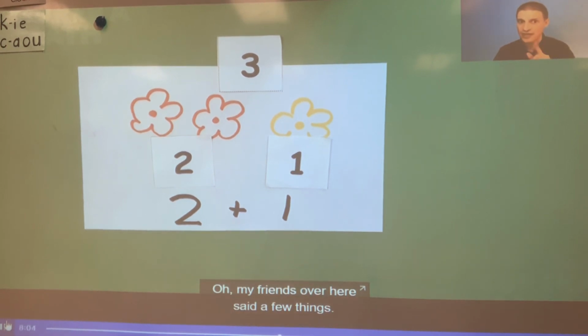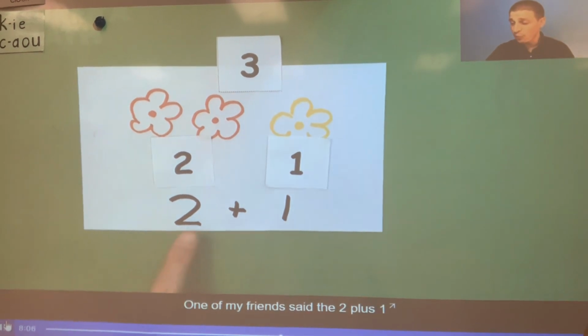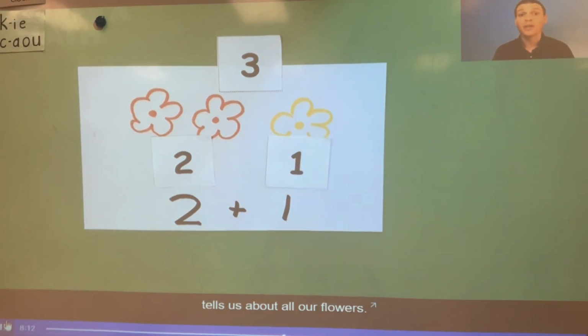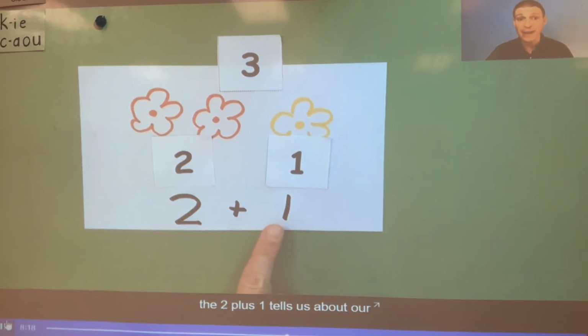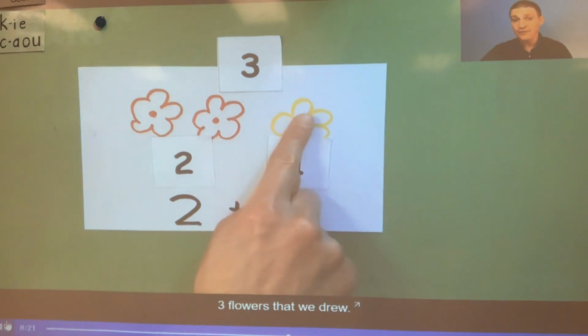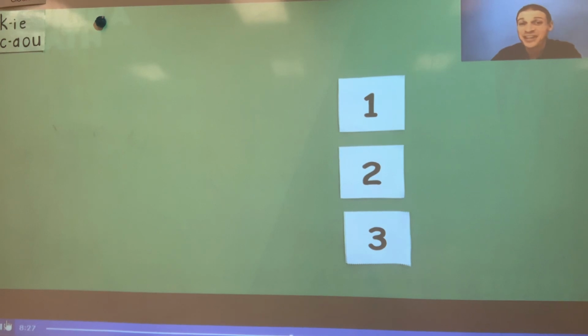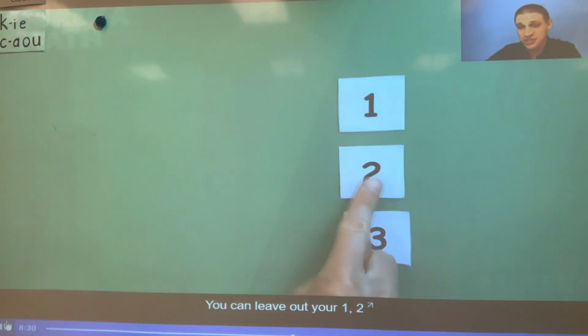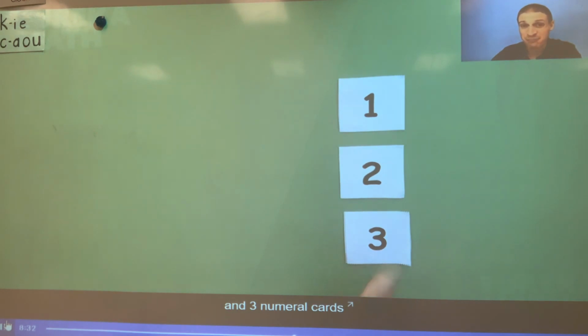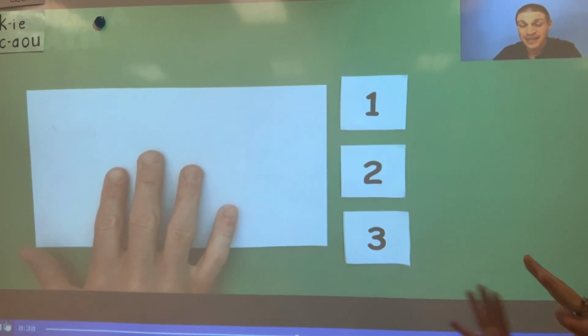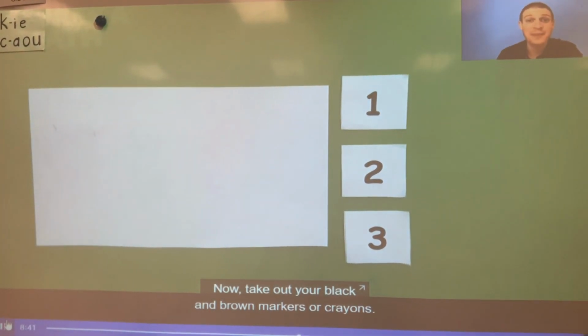My friends over here said a few things. One of my friends said the 2 plus 1 tells us about all our flowers. That's a great answer. One of my other friends said the 2 plus 1 tells us about our 3 flowers that we drew. Great. You can leave out your 1, 2, and 3 numeral cards and take out another piece of paper. We're just going to watch him do this again, unless you want to draw on your own. Take out your black and brown markers or crayons.